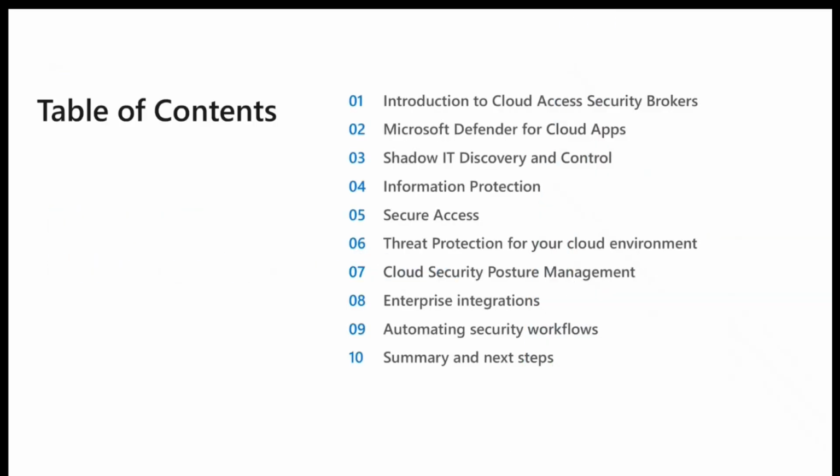As you will very soon notice, Defender for Cloud Apps can be really 5 or 6 different products. It has a very broad set of features, and we will try to give a quick overview of each of them. We'll start with a quick introduction of what's a CASB, a Cloud Access Security Broker. Then we'll talk about Defender for Cloud Apps specifically and each of its features: Shadow IT discovery and control, information protection, secure access, threat protection and detection, cloud and SaaS security posture management, and a few things with regards to enterprise integration and automation.